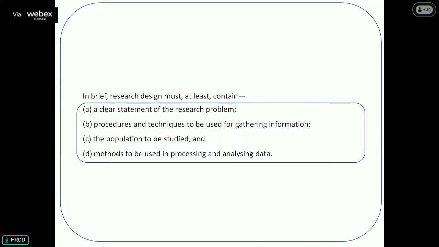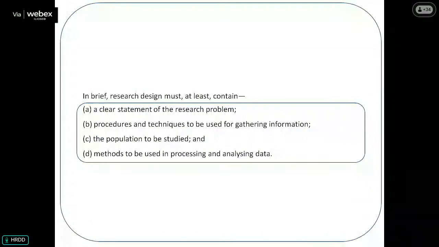In brief, research design must at least contain a clear statement of the research problem. Research problem is required. रिसर्च डिजाइन में हम आ ही नहीं सकते अगर हमारे पास रिसर्च प्रॉब्लम नहीं है. सो रिसर्च प्रॉब्लम हमारे पास डिफाइंड है, तो we can go into research design. Procedures and techniques to be used for gathering information means the research methods.